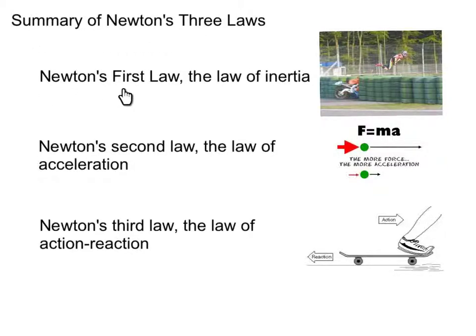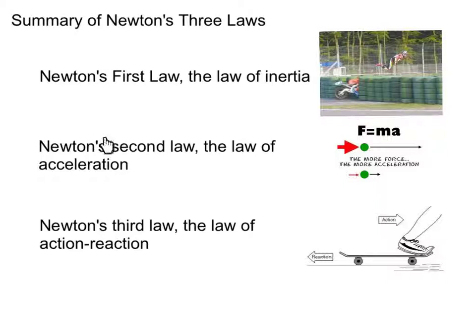Newton's first law, the law of inertia. An object at rest tends to remain at rest. An object in motion tends to remain in motion at constant speed along a straight line path. This property of objects to resist change in motion is called inertia. Mass is a measure of inertia. Objects will undergo changes in motion only in the presence of a net force.